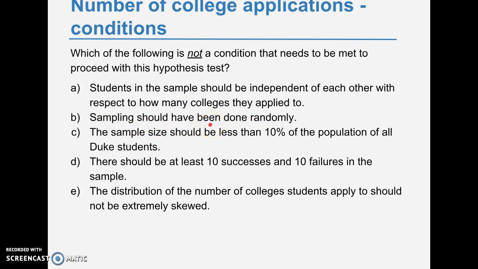Sampling has to be done randomly. You don't go to the library and ask whether people want longer library hours, just like our old test that we talked about, the test question.